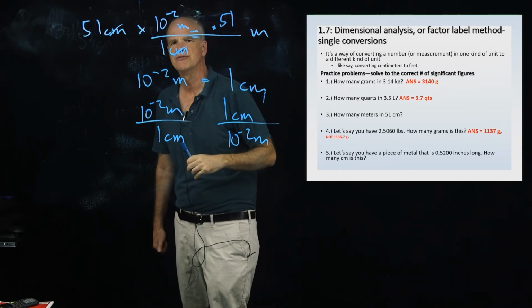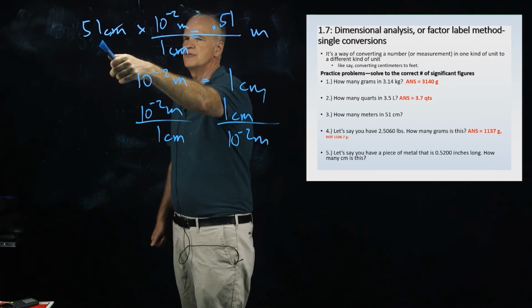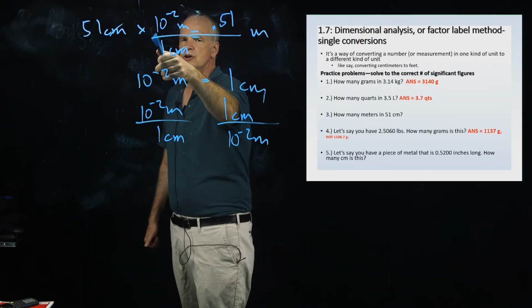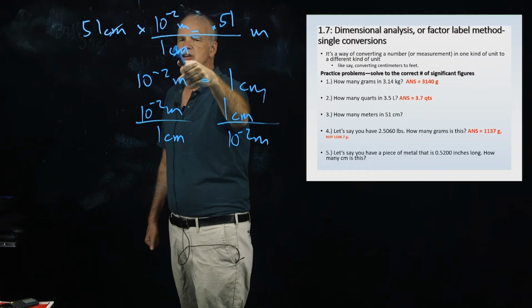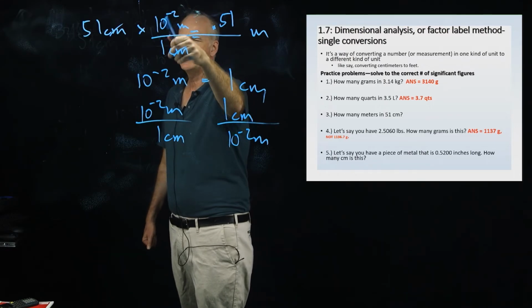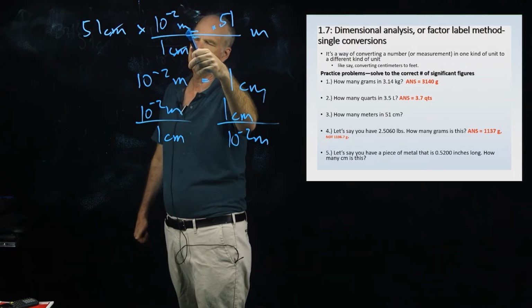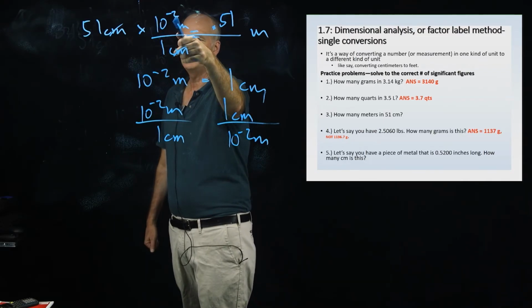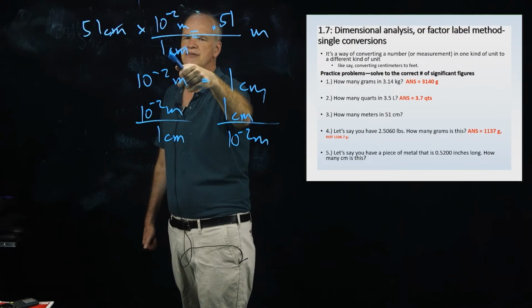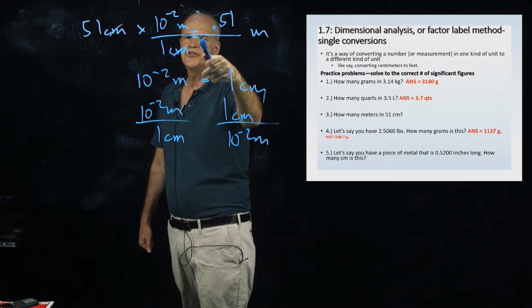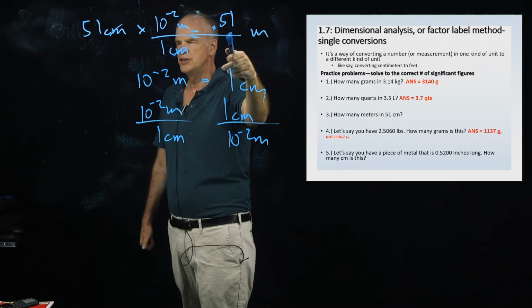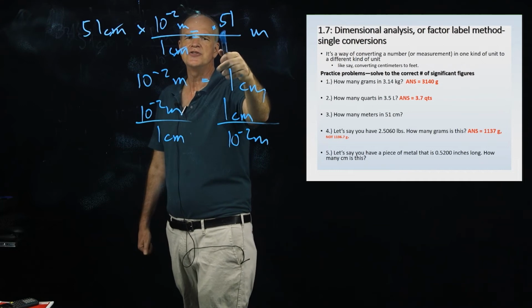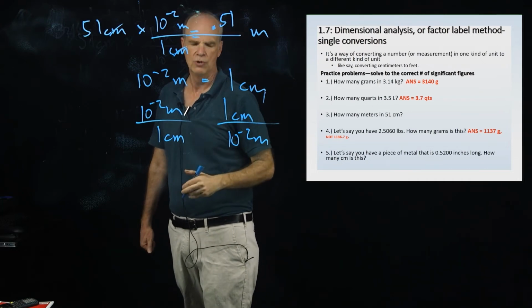Let's check significant figures. We have two significant figures in 51 centimeters. There are 10 to the negative 2 meters in 1 centimeter. These are exact numbers, so you should assume they have infinite significant figures. So it's two significant figures times an infinite number of significant figures divided by an infinite number of significant figures. We should have an answer rounded to two significant figures, so the answer should be 0.51 meters.